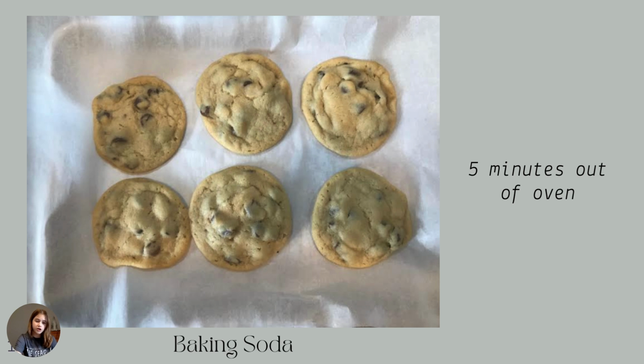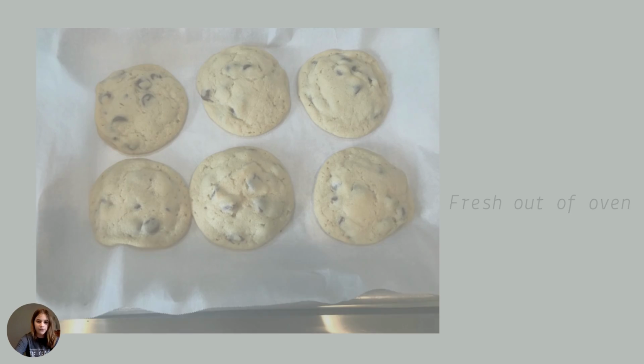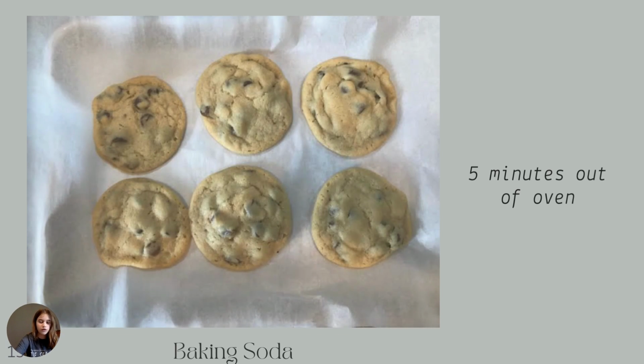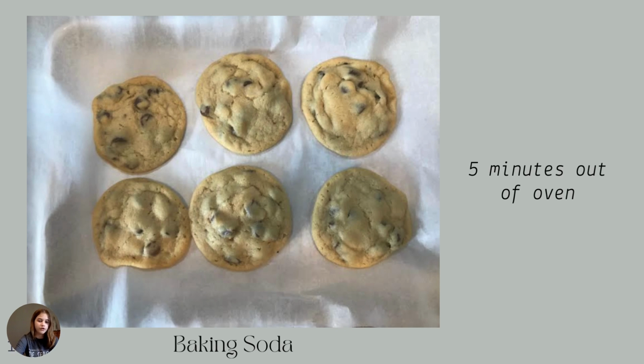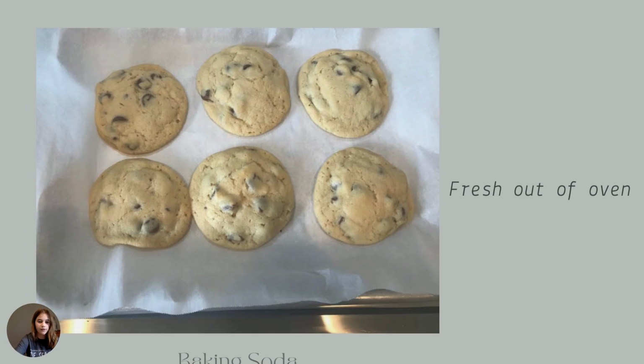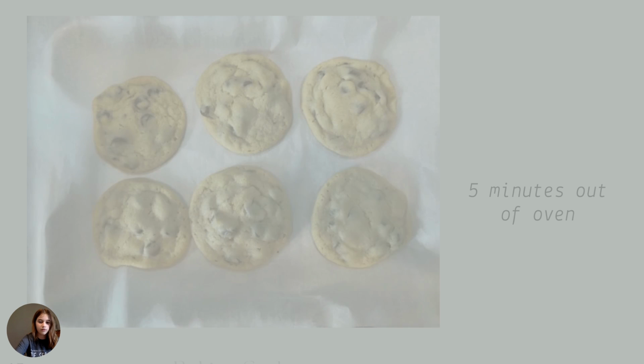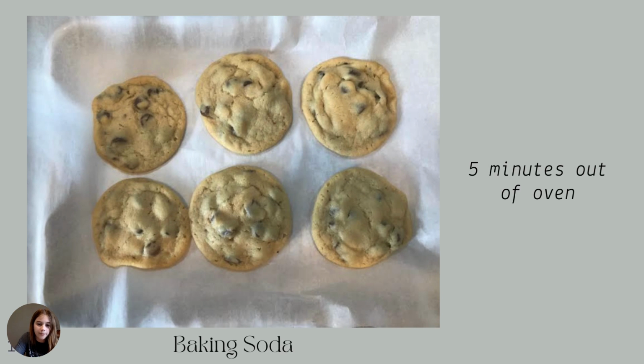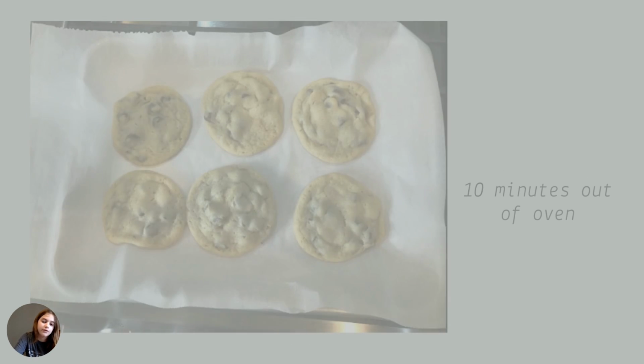And then this is at 5 minutes out of the oven. You can see those edges are a lot browner. They've got that nice golden look. They have sunk a little bit, if you look from fresh out of the oven to 5 minutes out of the oven. They have sunk a decent amount, so they're not quite as high as they were when they first came out.